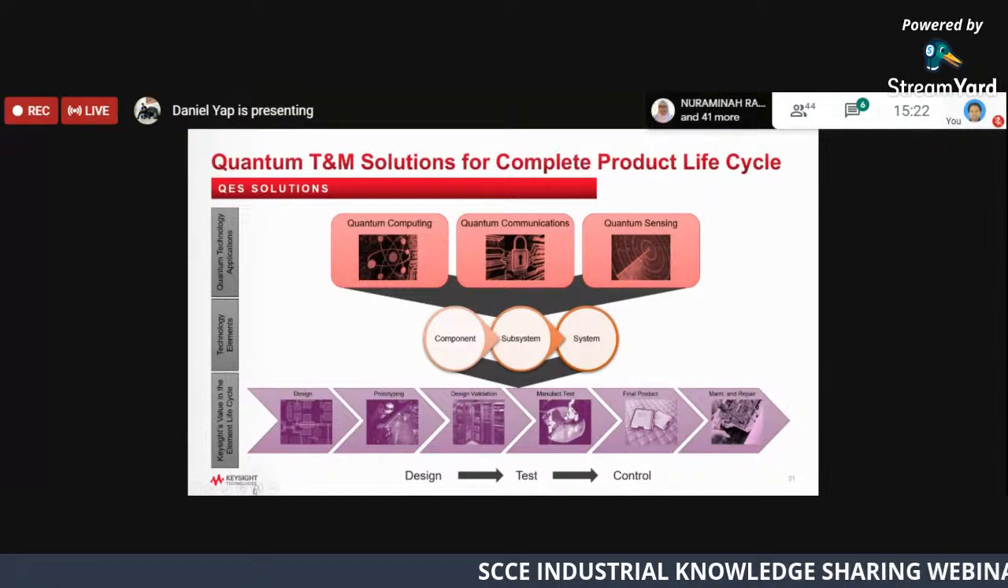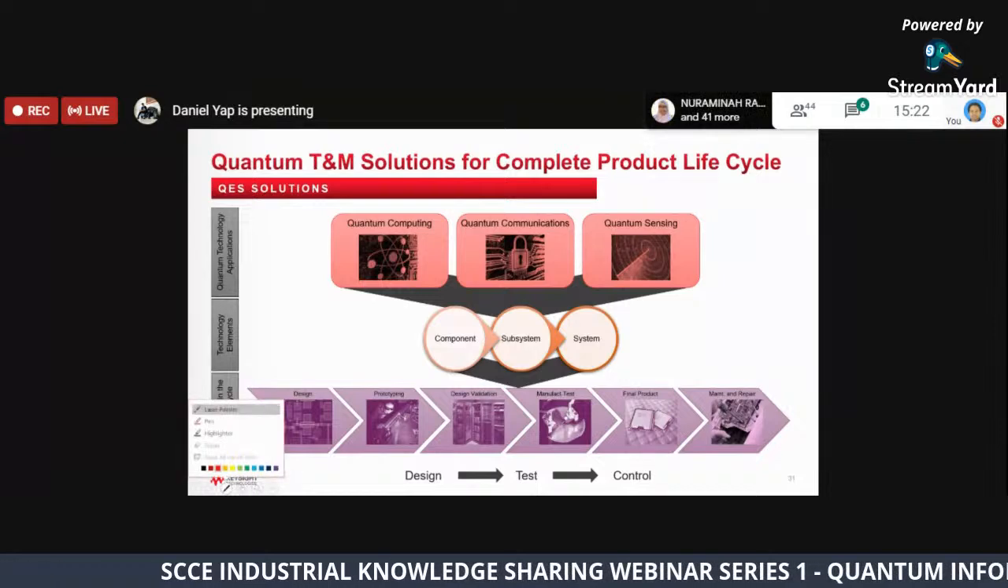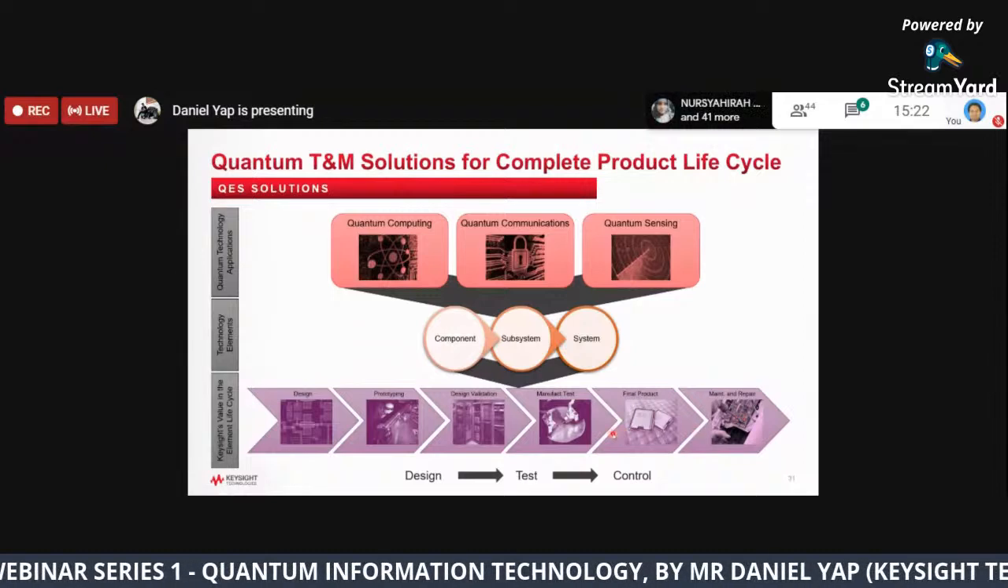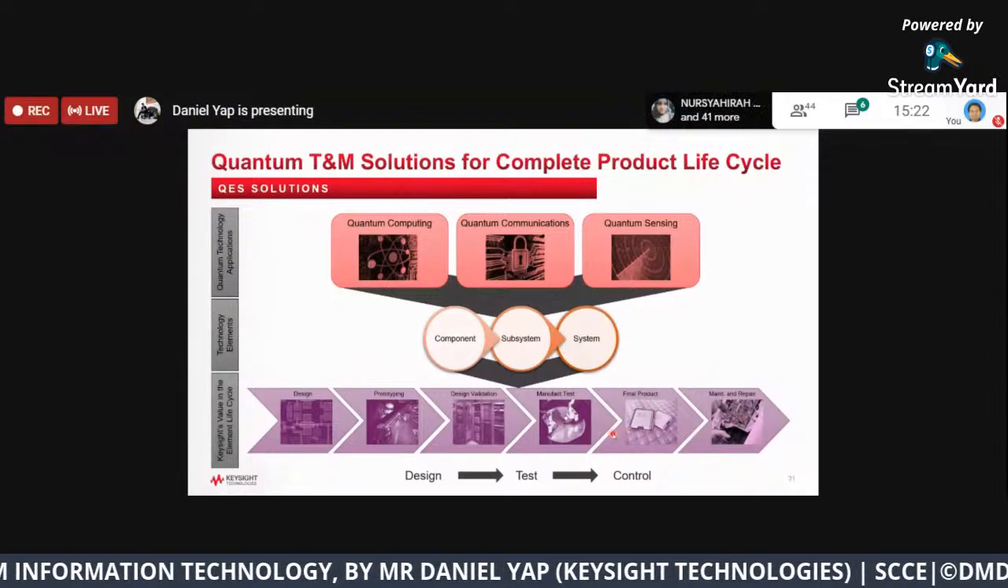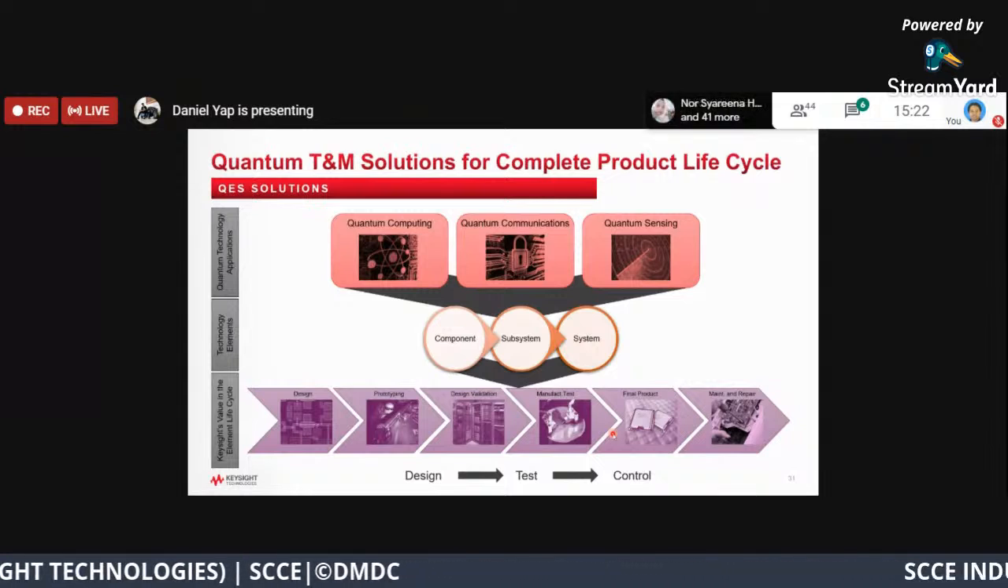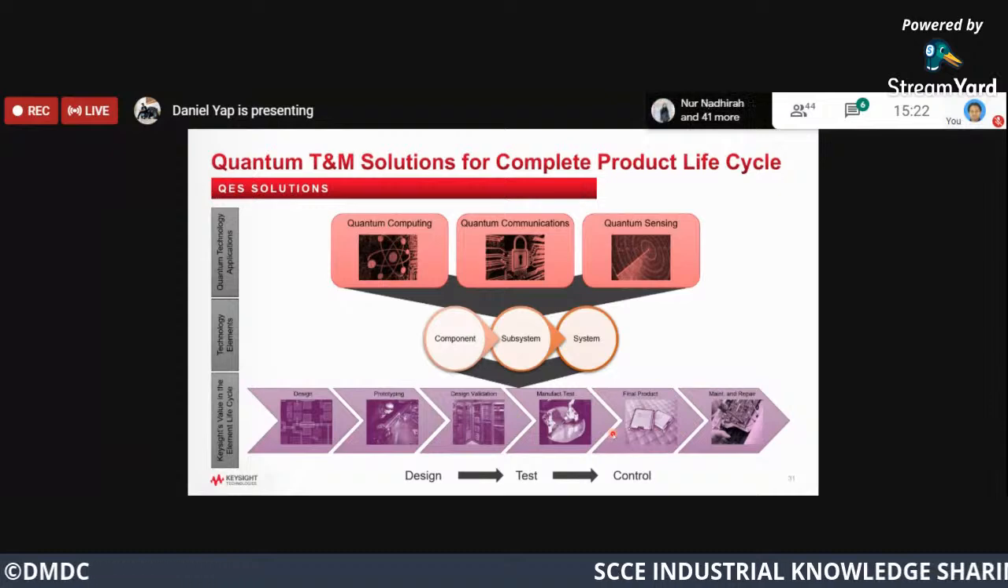And of course, there's also a need in maintenance and repair. So what we are trying to say is all these are involved. Keysight is actively engaging in all these areas, right? From design, test, and control.